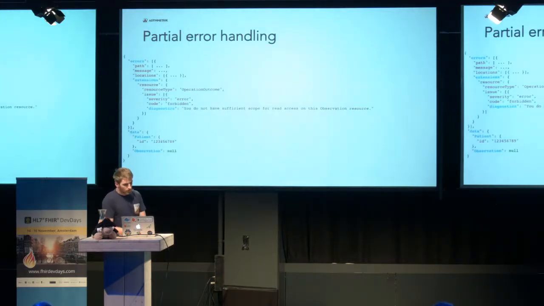GraphQL implemented partial error handling. This is a really nice feature. So let's take an example of I'm making a request. I've already authenticated. I'm going to request a patient and an observation at the same time.